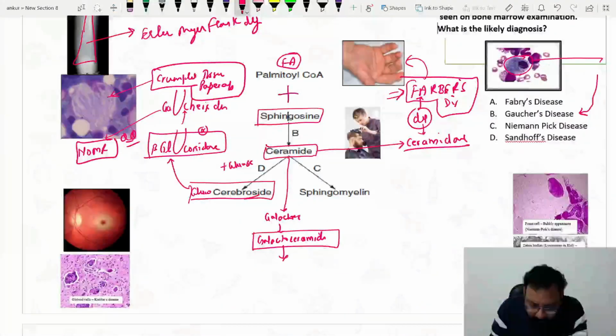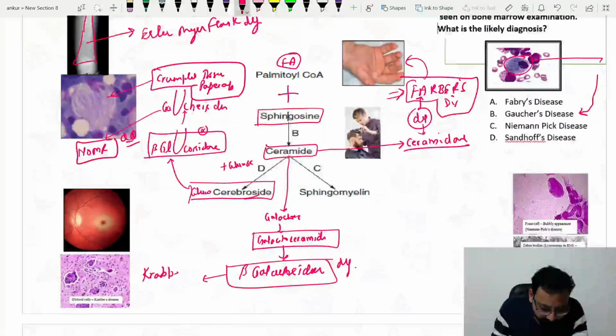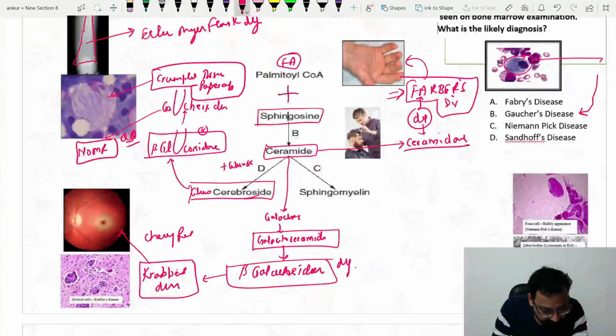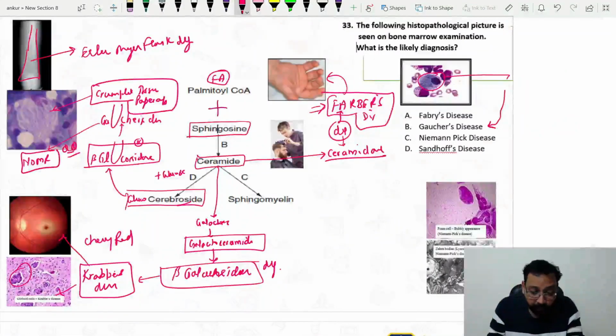Galactocerebroside, galactoceramide is metabolized by beta galactosidase. And if beta galactosidase is deficient, then it is Krabbe's disease. In Krabbe's disease, there is cherry red spot, there is globoid cell.